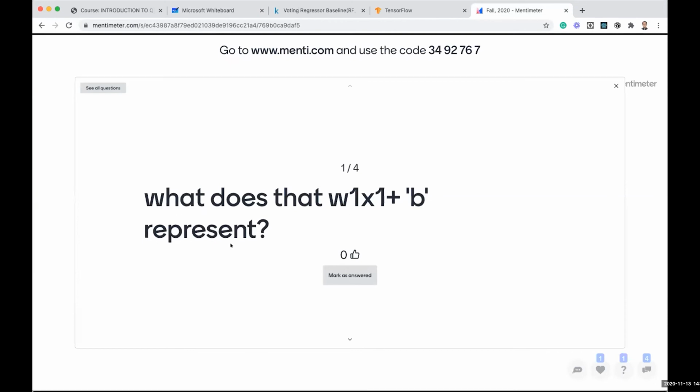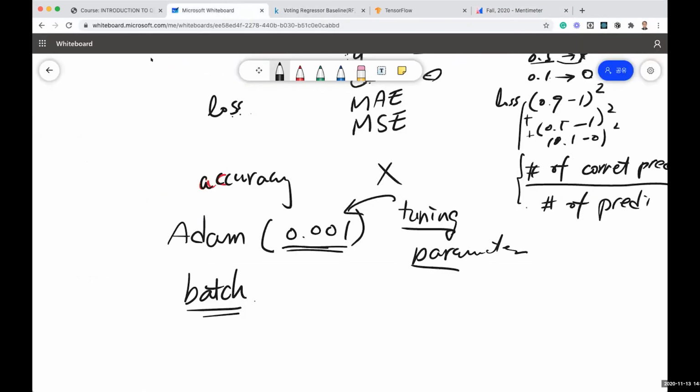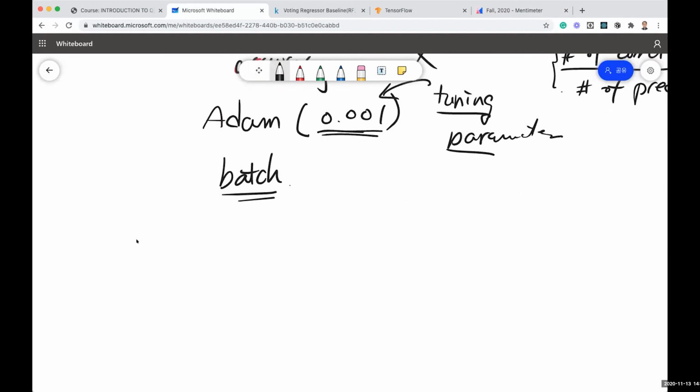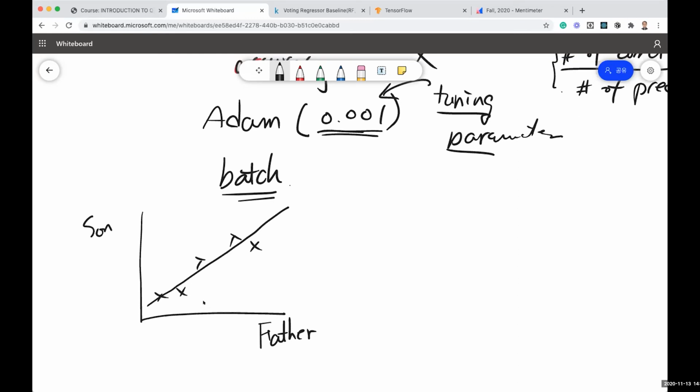Okay, what does that represent? For these students, I want you to watch the previous lecture videos. The brief way of saying it is to remember that we started with father's height and son's height. There were lots of points, and what we are trying to do is to find a line. In its simplest form, this line is y equals wx plus b. So we are trying to find w and b.